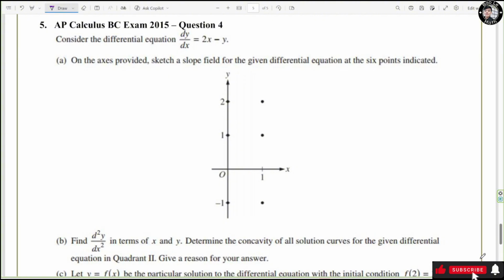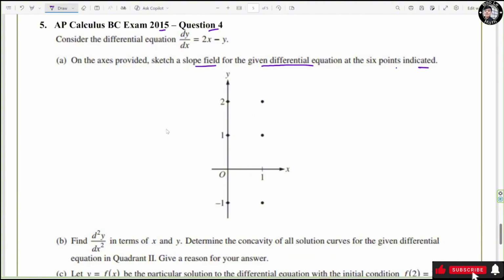Now let's move on to question 5. AP Calculus BC Exam 2015 question number 4. Consider the differential equation dy over dx equals 2x minus y. Question A. On the axis provided, sketch a slope field for the given differential equation at the 6 points indicated.